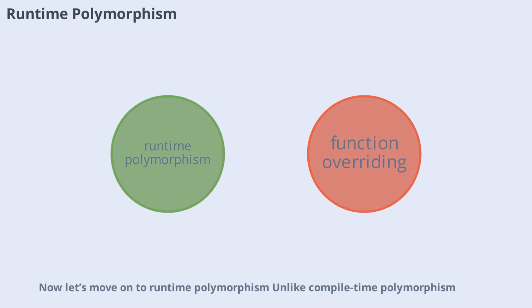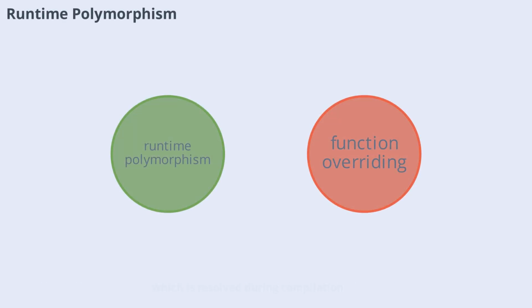Now let's move on to runtime polymorphism. Unlike compile-time polymorphism, which is resolved during compilation, runtime polymorphism is determined while the program is running.